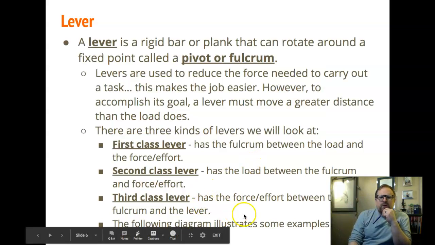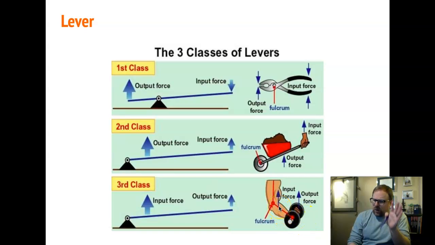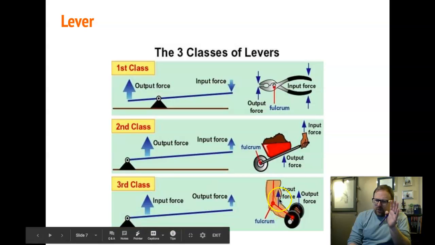Okay, the third class lever has the force or effort in between the fulcrum and the load. And so what we're doing here, lifting this weight, is we've got the input force in between the output force and the fulcrum. Okay, so my output force or my load is over here, and then my input force is actually coming, and this is a weird one here. My input force is actually coming from the middle here, but it's being transferred from that muscle up there.